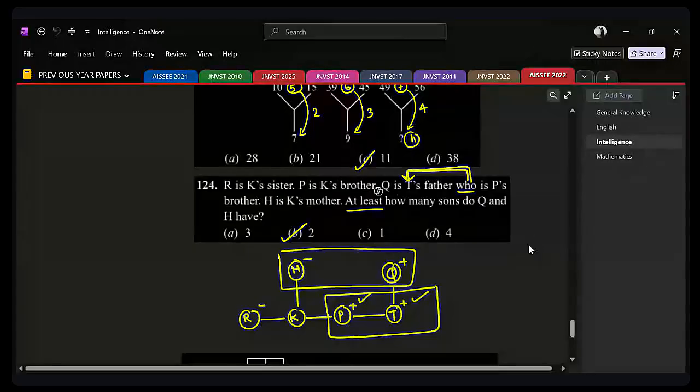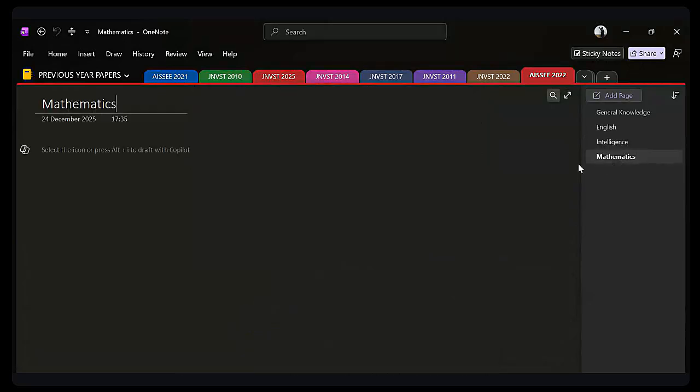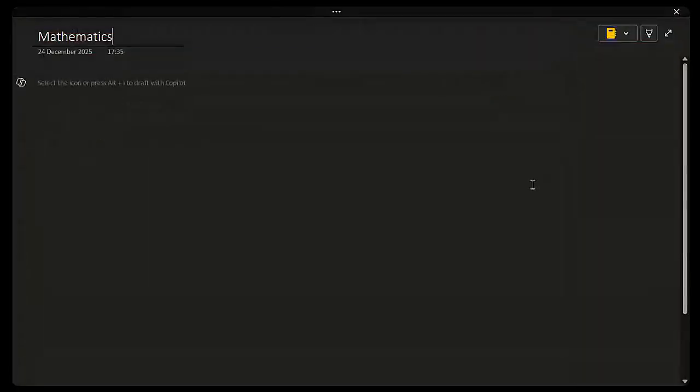We'll start the class. Yes, today we are discussing the 2022 Sainik School paper, Mathematics subject.